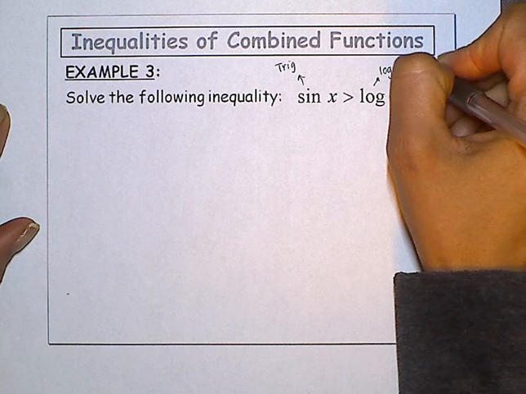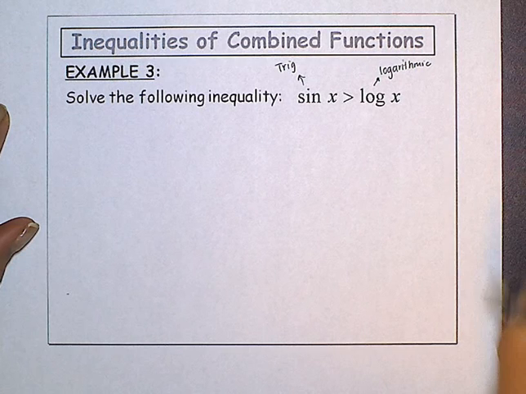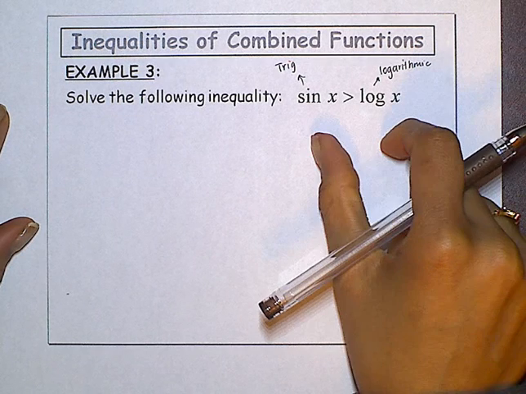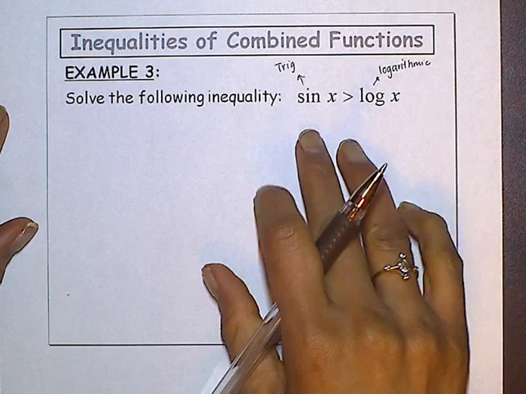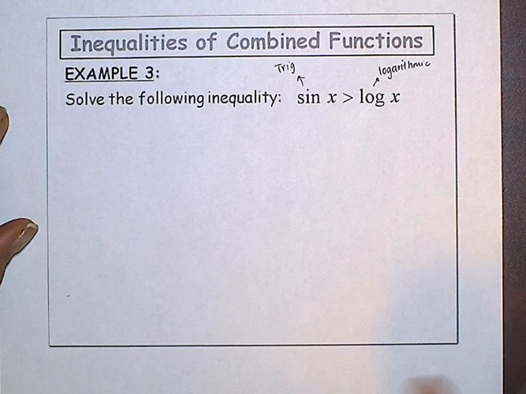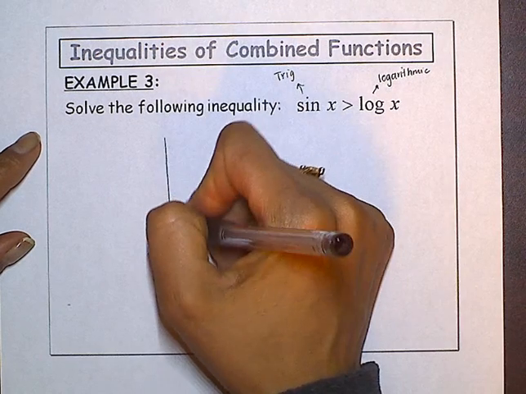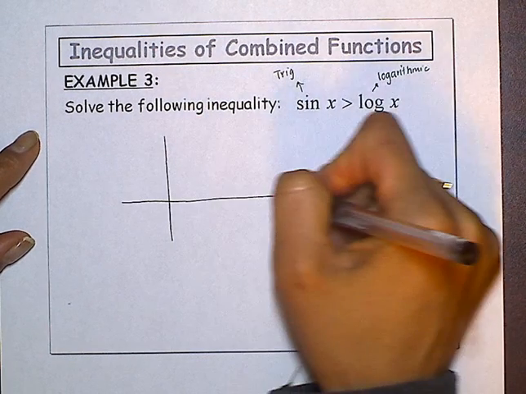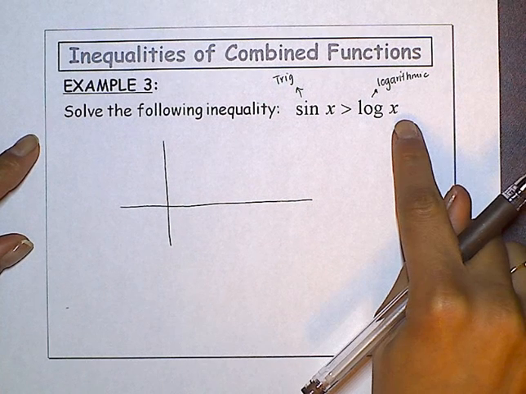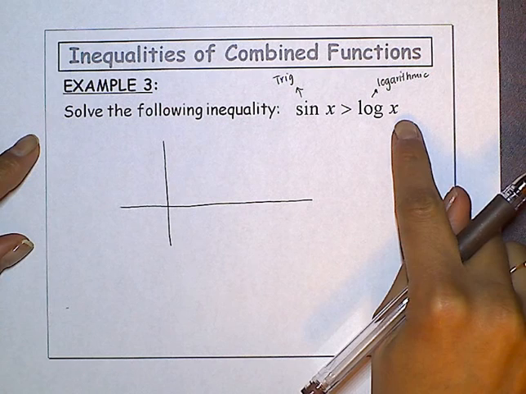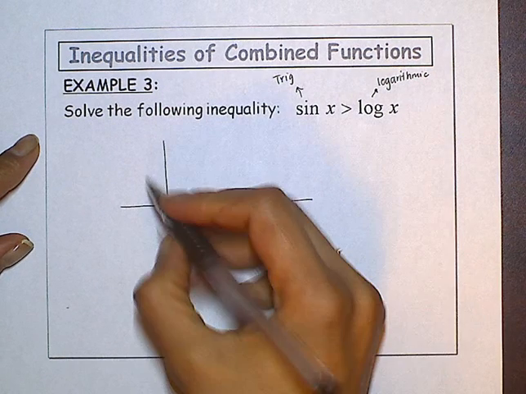So since I have two different families of functions, one of the ways for me to solve this is to graph both of them and figure out where sine of x is going to be greater than log of x. So I'm going to go ahead and graph the functions. Since I have a restriction on my logarithmic function, where x has to be greater than 0 and there is a vertical asymptote here, I'm just going to stick to the positive x-axis when I'm graphing this function, even though sine of x is defined for all values of x.